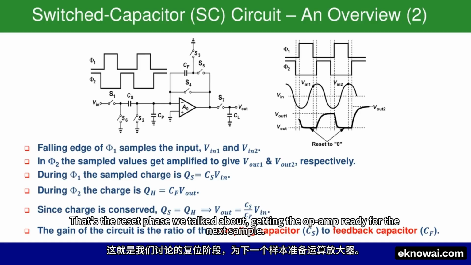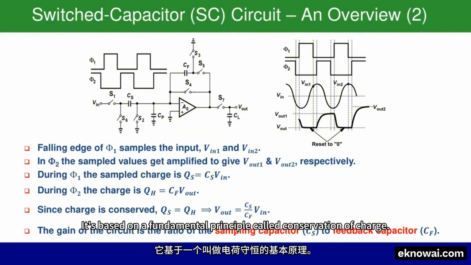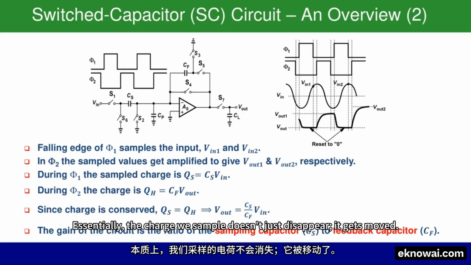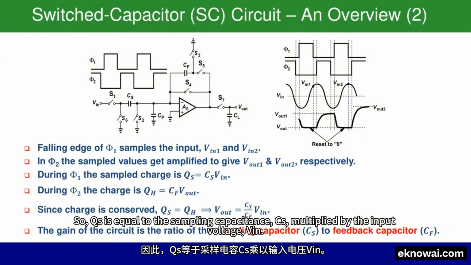Now, let's break down the physics of how this amplification works. It's based on a fundamental principle called conservation of charge. Essentially, the charge we sample doesn't just disappear, it gets moved. During the phi1 phase, when we're sampling, the charge collected on the sampling capacitor, let's call it Qs, is determined by the formula Q equals CV. So, Qs is equal to the sampling capacitance, Cs, multiplied by the input voltage, Vin.